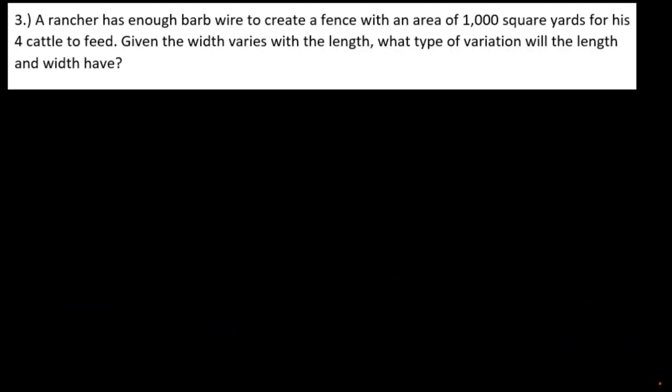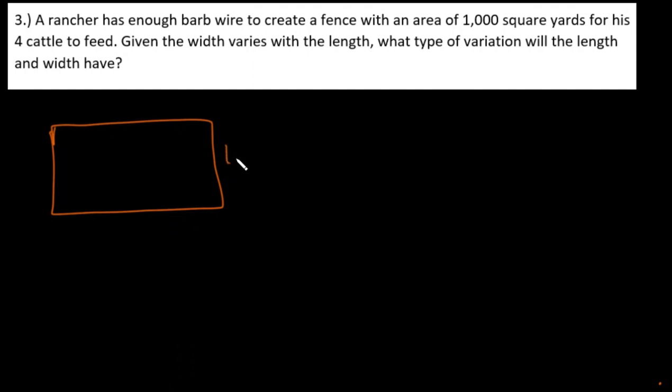Okay, here we have example 3, and a rancher has enough barbed wire to create a fence with an area of 1,000 square yards for his 4 cattle to feed. Given the width varies with the length, what type of variation will the length and the width have? Okay, so let's pick a very, very simple example. Let's say that this farmer is wanting to create a rectangular fence. He could get fancy, he could do all sorts of shapes, but let's just go with a rectangle in general because I think it's easier to see.